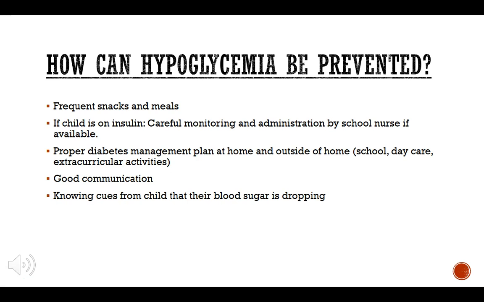Low blood sugar can be prevented in diabetics through frequent snacks, careful monitoring of medications, a proper diabetic management plan in all environments such as school, daycare, and extracurricular activities, and good communication amongst all in supervision of a child. Knowing the cues of a blood sugar that is on the verge of being too low is vital.